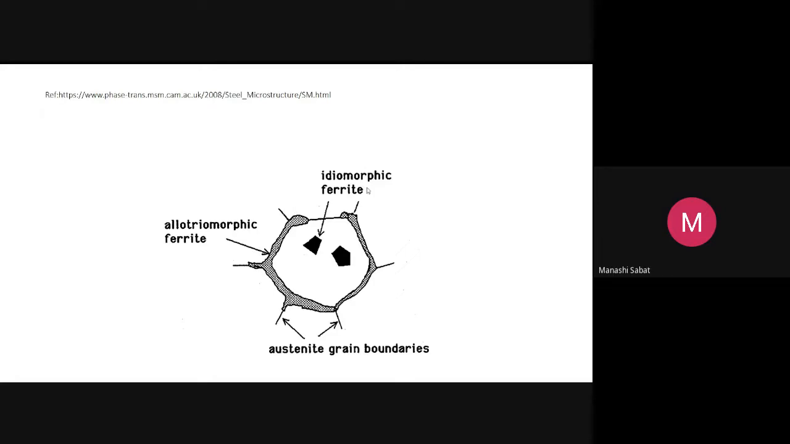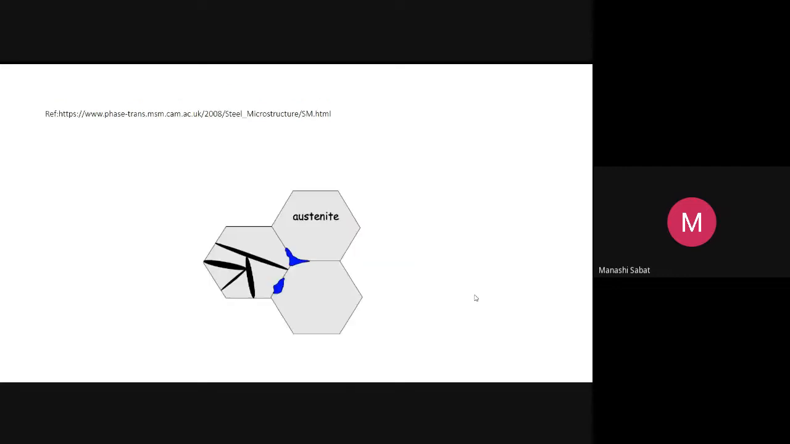But you can see a ferrite which is nucleated inside the grain. This kind of nucleation happens if some non-metallic substance is present. If there are non-metallic inclusions, this leads to the formation of idiomorphic ferrites, which have a particular crystallographic shape. A proper shape is there. That is the difference between them.